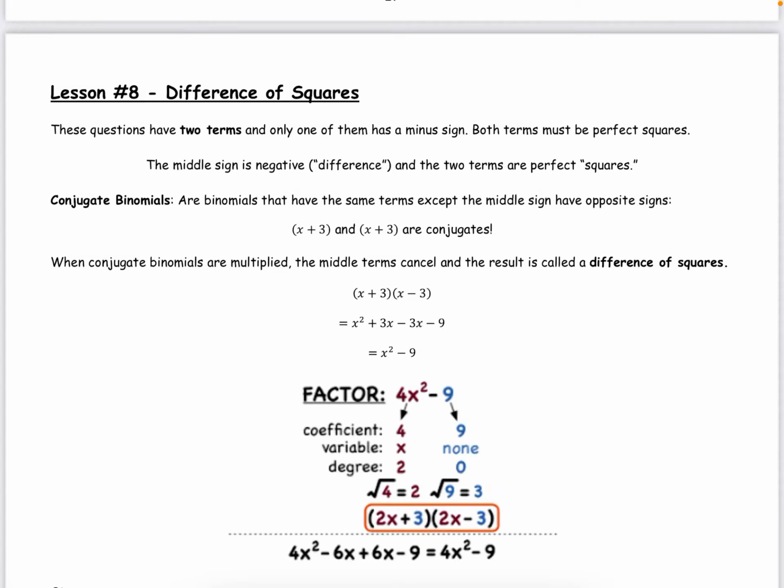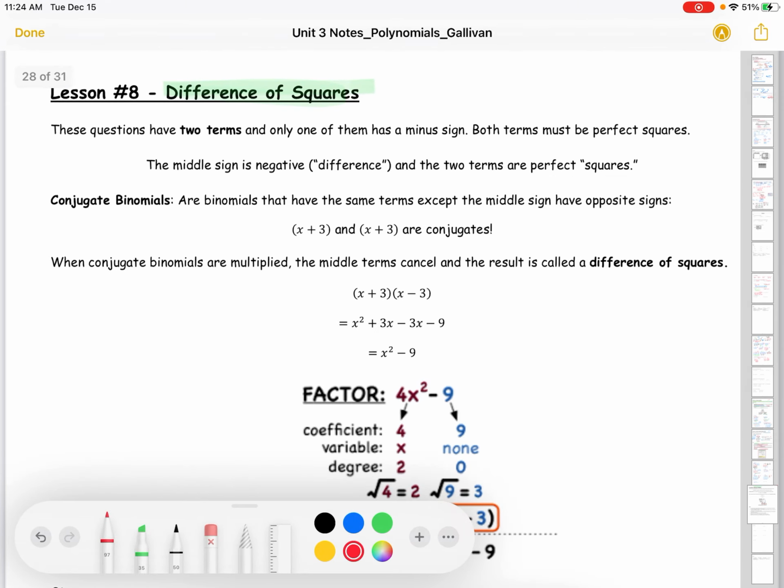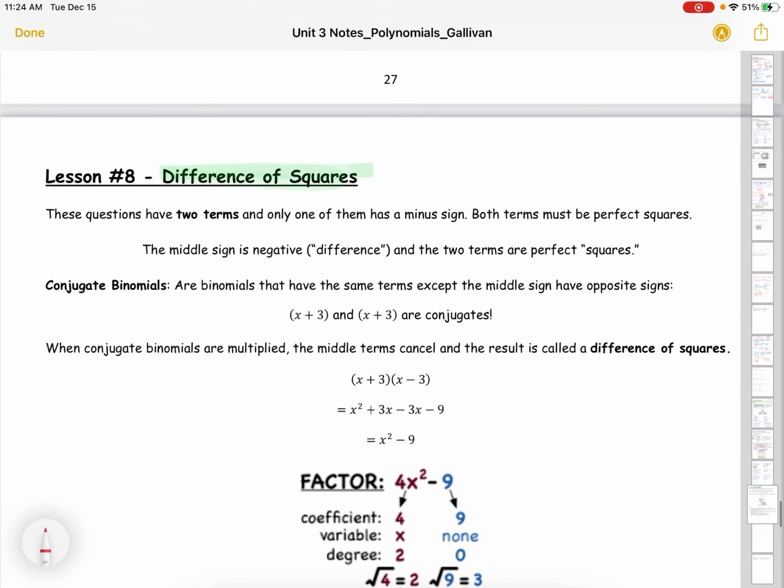All right. So, difference of squares is a very specific type of binomial pair that we can factor to get two binomials. Now, thinking about the title, difference of squares, difference means subtraction, right? So this is talking about a subtraction. And of course, this is a subtraction of squares.